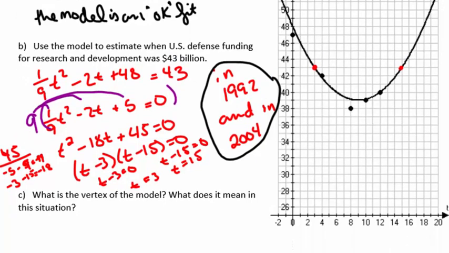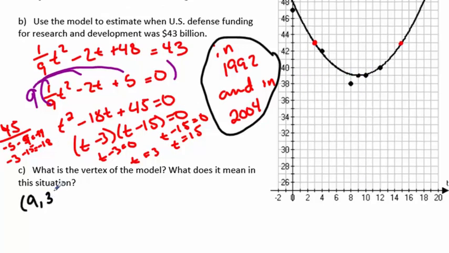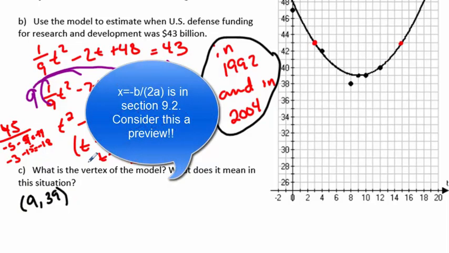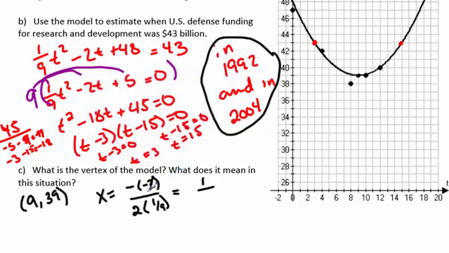What is the vertex of that model? We can see from the graph that the vertex of the model is 9, 39. Let's verify that by using negative b over 2a. So x equals negative b, so negative negative 2 over 2a. A is 1/9. So I have 1, if you cancel your 2's, over 1/9, and 1 over 1/9 is 9.